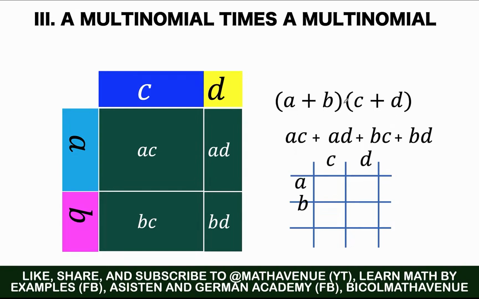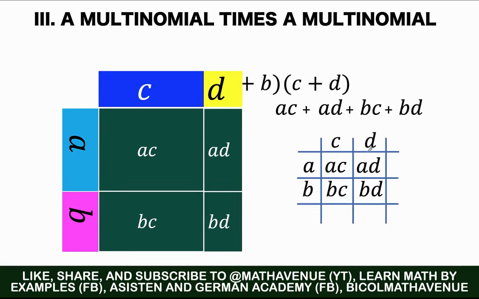I list down A plus B here, and C plus D at the top. Then I perform the multiplication pair by pair. And therefore, here is now the result. Notice that A times C is this, A times D is this, B times C is this, and B times D is this one. And you still arrive at the same result.